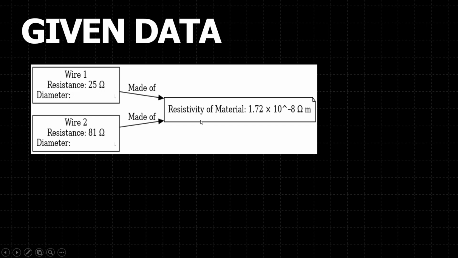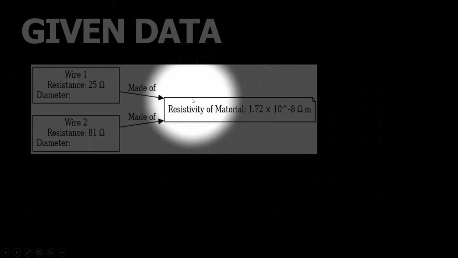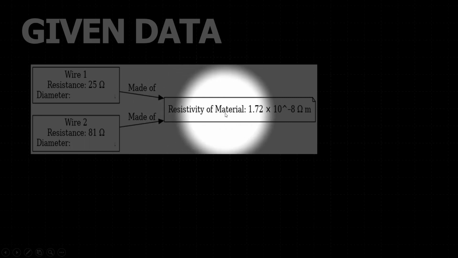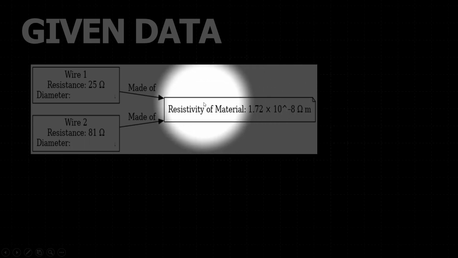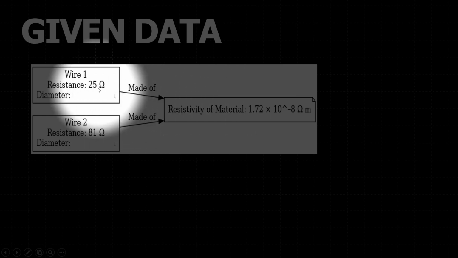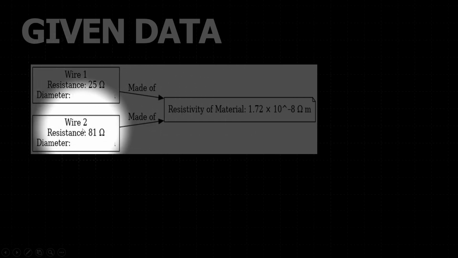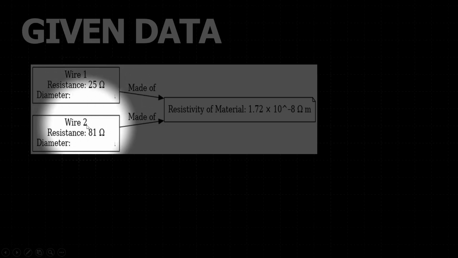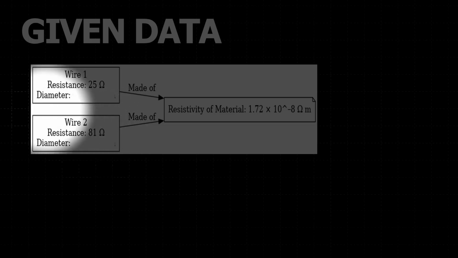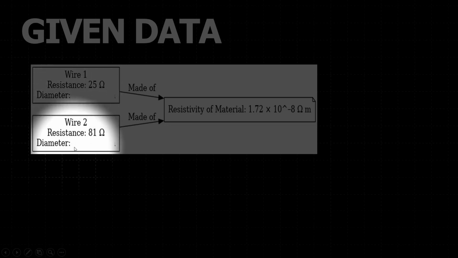So, he has given one material. The material resistivity is 1.72 into 10 raised to minus 8 ohm meter. With the help of this material, he made two wires, wire 1 and wire 2. Wire 1 having 25 ohm resistance, wire 2 having 81 ohm resistance. Our task is, we have to find what is the diameter of wire 1 and what is the diameter of wire 2. This is our task.